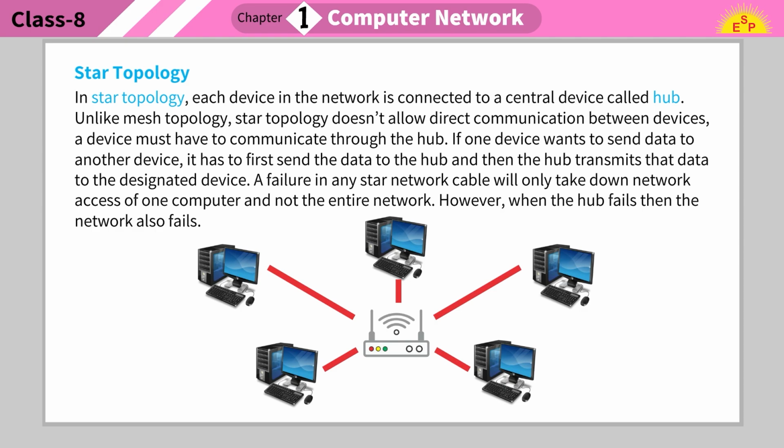A failure in any star network cable will only take down network access of one computer and not the entire network. However, when the hub fails, then the network also fails.